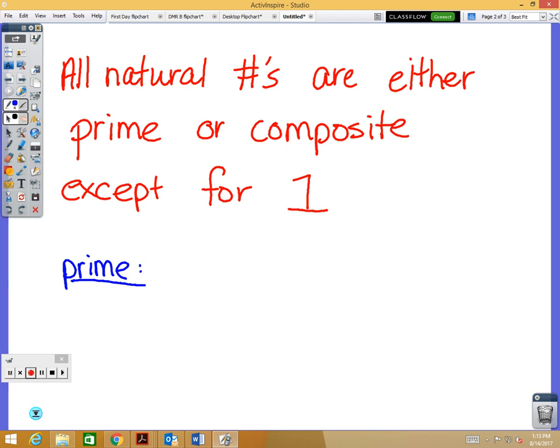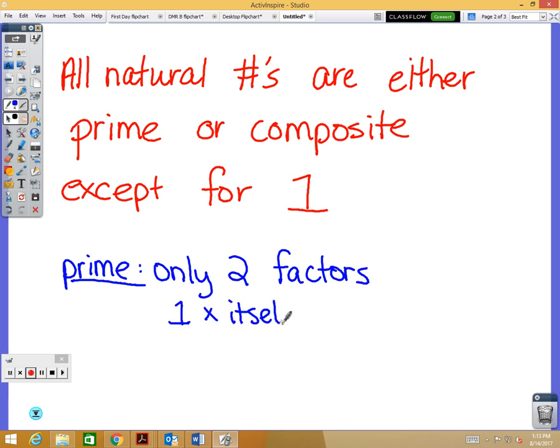You heard that word before? Factors. So only 2 factors. 1 times itself. The number 1 times the number itself. 1 times 5 is 5. There's no other way to multiply 2 numbers to get 5. That would be a prime number.